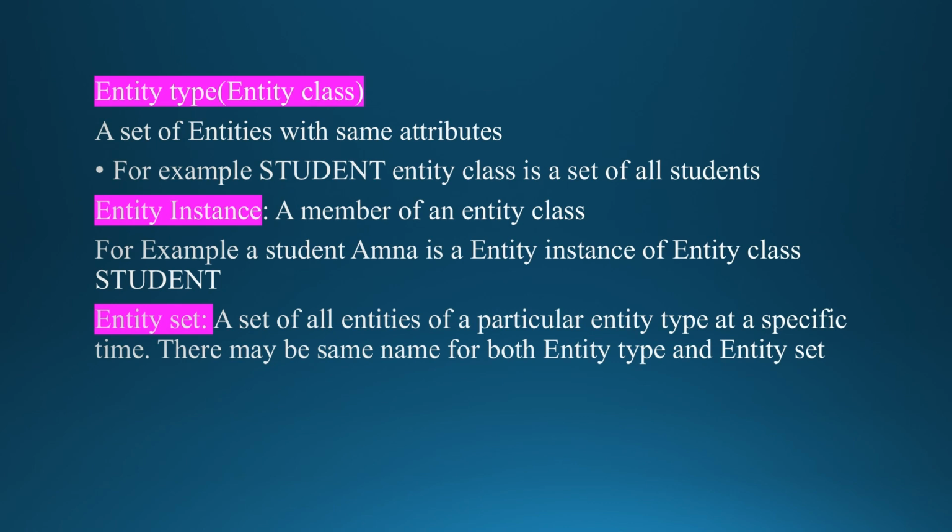Next is the entity set, a set of all entities of a particular entity type at a specific time. For example, after getting registration in a new course, when students are enrolled, the set of all students in a class is an entity set. If we talk about after starting the course next month, it might be possible some newcomers are included. So at that time the entity set will be different. Entity set is the set of all entities at a given, specific time.